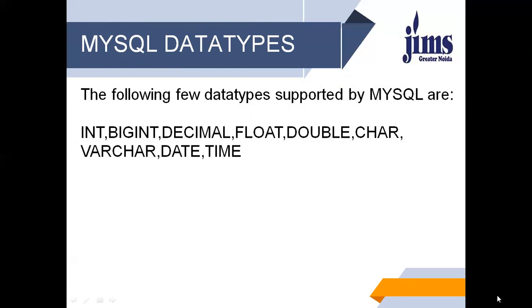MySQL fields are associated with a data type during their creation, representing the value they can store. A few data types supported by MySQL are int for storing a standard integer, bigint for storing a large integer, decimal for storing a fixed-point number, float for a single-precision floating-point number, double for a double-precision floating-point number, char for storing a fixed-length non-binary character string, varchar for a variable-length non-binary string, date for storing a date value, and time for storing a time value.